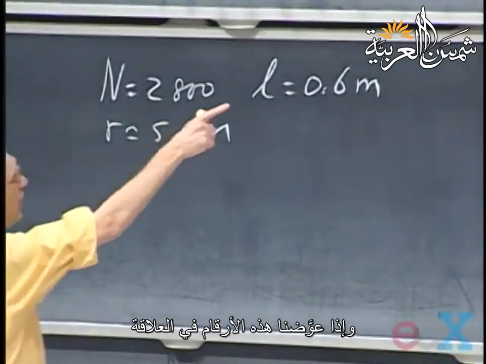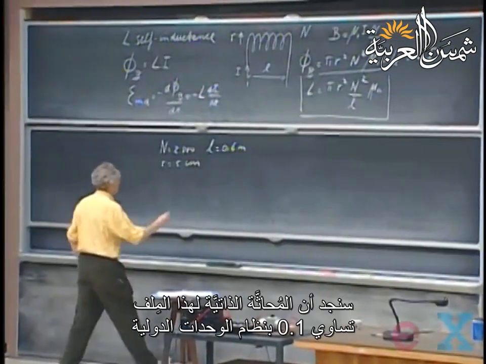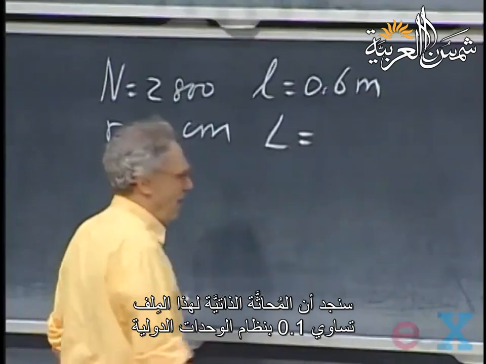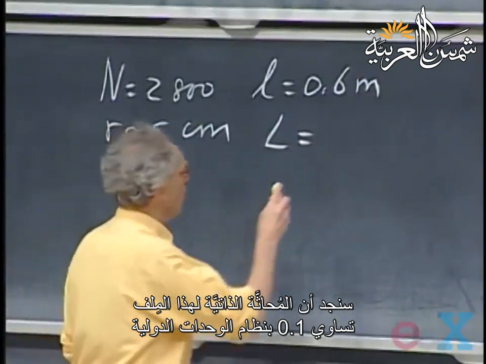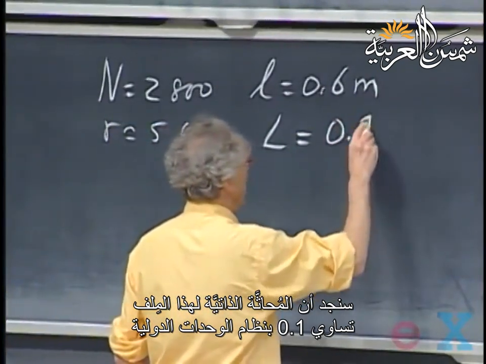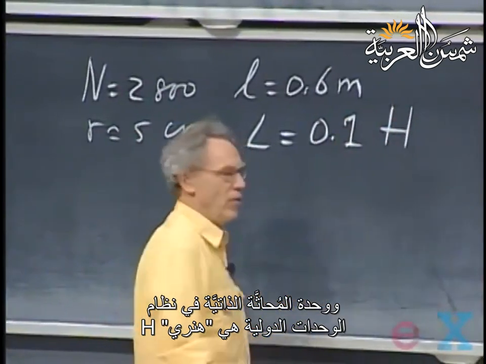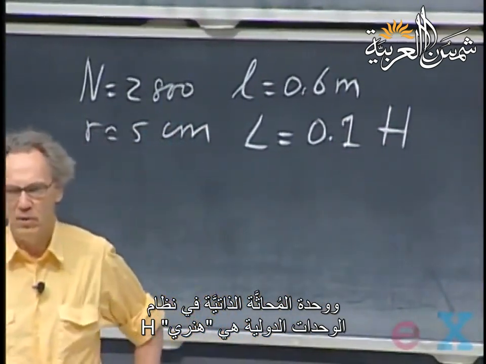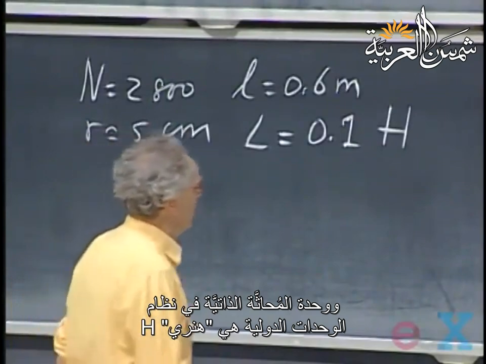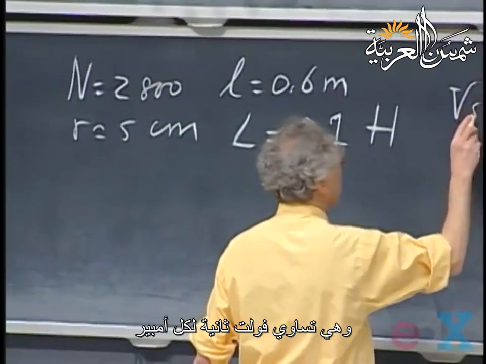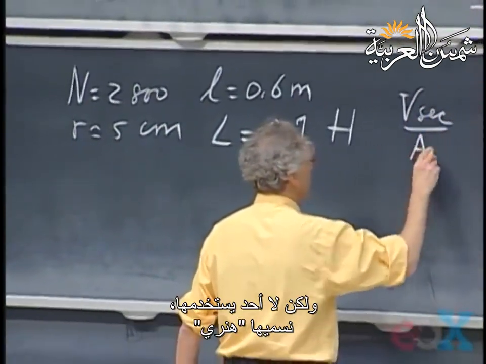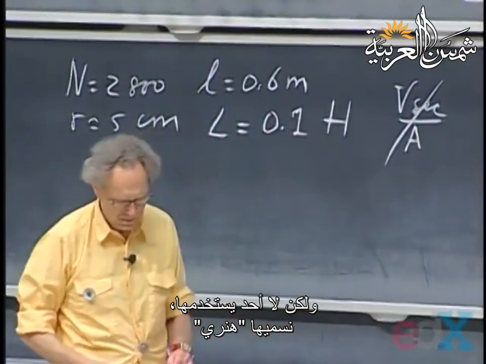And if you substitute those numbers in there, you will find that the self-inductance of that solenoid is 0.1 in SI units, and we call the SI units Henry, capital H. It would be the same as volt seconds per ampere, but no one would ever use that. We call that Henry.